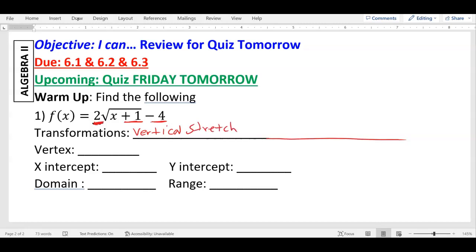Then, what does that +1 do? Which way does it shift it? Not down, left 1. So remember, insiders lie and they're horizontal. Lie, x, horizontal. So horizontal to the left 1. And then down 4, right? The outsider is not a lie and it's vertical, up and down. So -4, down 4. You got to be able to describe transformations. You had that on 6.1 and 6.2.